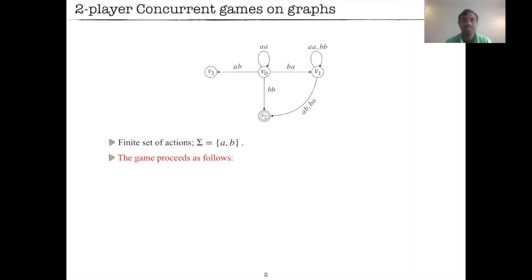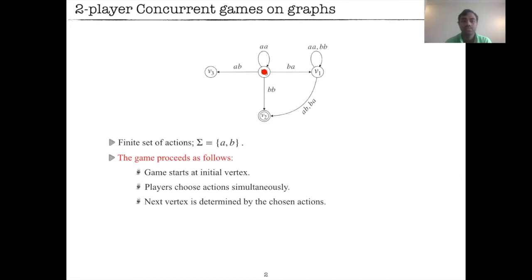This is a model of games on graphs where we are given a graph in the input and a finite set of actions sigma. So the edges of the graph are labeled with two-length words over sigma. Now the game proceeds as follows. The game starts at the initial vertex, for example here at V0, which is denoted with a red token. Then the players choose the actions simultaneously, and then the next vertex is determined by their chosen actions.